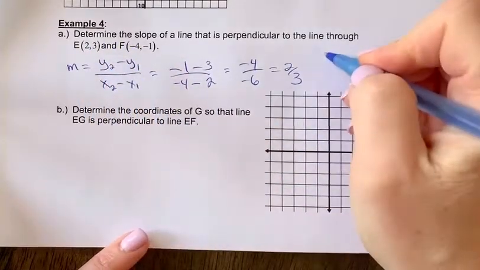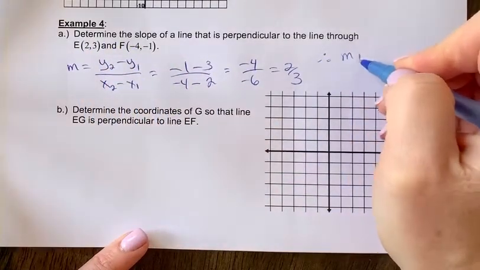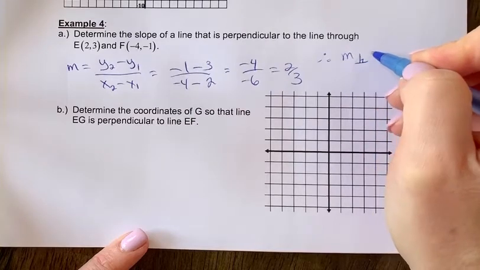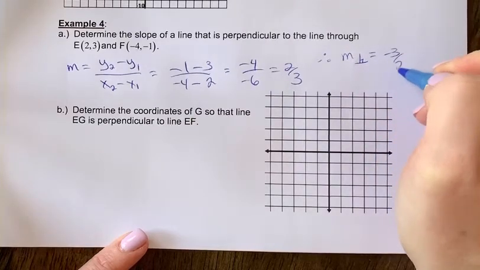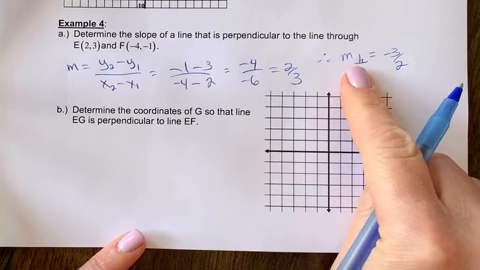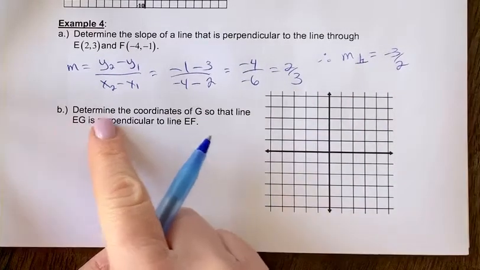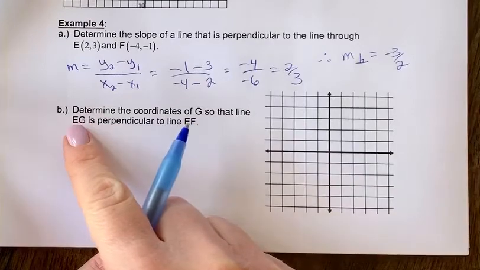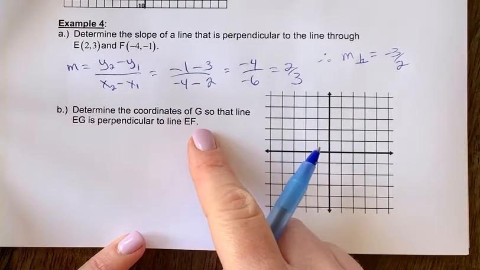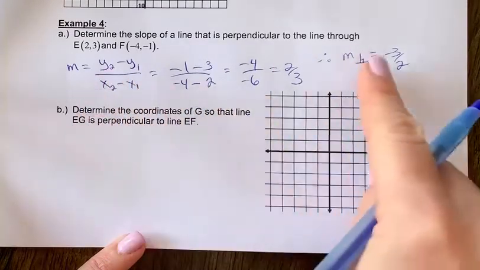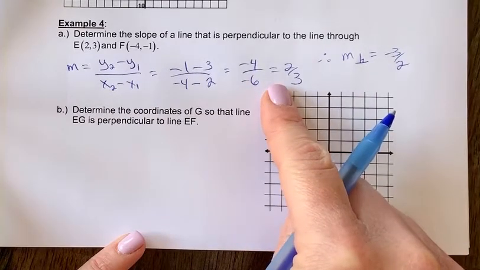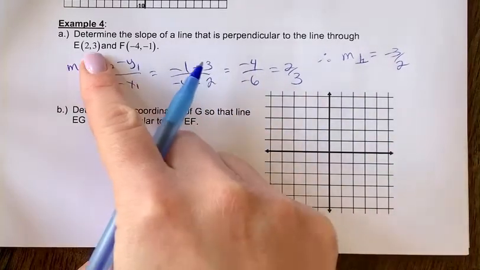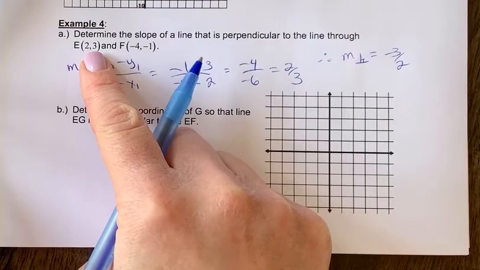So therefore, the slope that would be perpendicular to this line, we call it perpendicular slope, would be negative 3 over 2. So you clearly want to use a little perpendicular symbol. Part B, determine the coordinates of G so that line EG is perpendicular to line EF. So we know the slope of line EF here. So we're going to plot EF first since we're given those specific points.